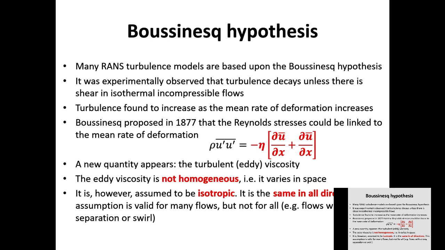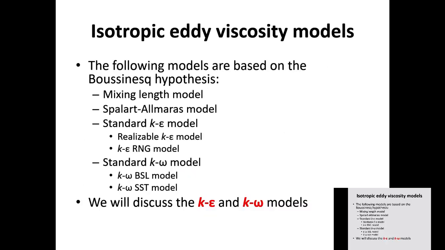With the Boussinesq hypothesis, we assume this to be isotropic, which means same in all directions. So this is a simplification of turbulence, or of the turbulent terms. Okay. So the other isotropic eddy viscosity models are.